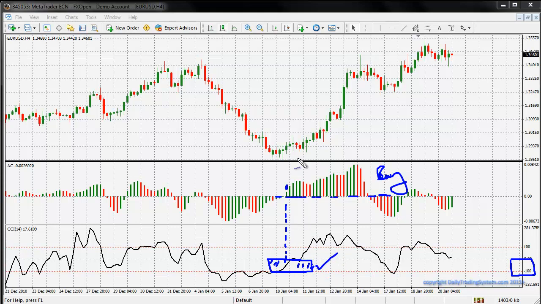The next thing we need to do is ensure that we are not on a support or resistance line. Since this is going to be a buy trade, we don't want this to be on an immediate resistance line. And it's not, so we're okay with that. So we can go ahead and take this for as far as it can go, or for as far as you want it to go.